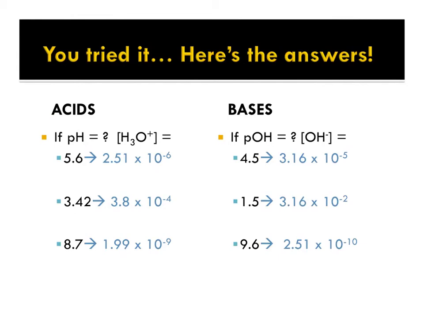One thing that I find interesting is, we have 5.6 and we're to the negative 6th. 3.4, we're to the negative 4. 8.7 to the negative 9. So before, when we said if our pH was 2, our concentration would be 1 times 10 to the negative 2nd. So they're related there and there. Here we're still getting that close. We're just not using a 1. We have to calculate out a specific number.